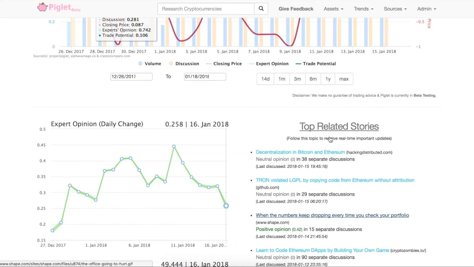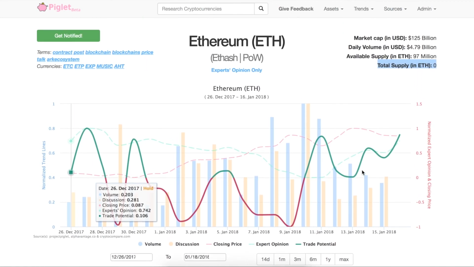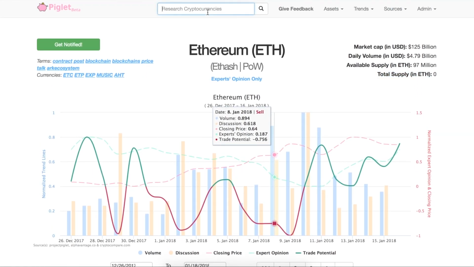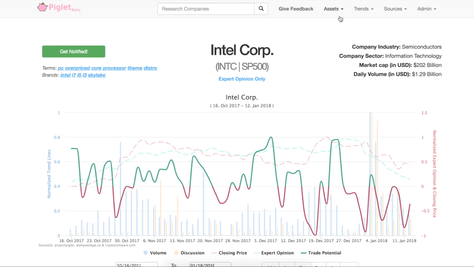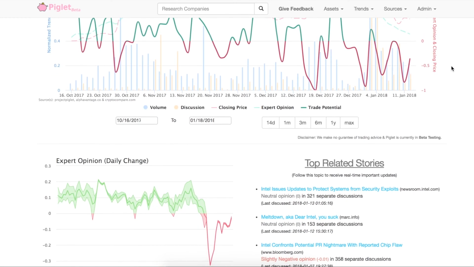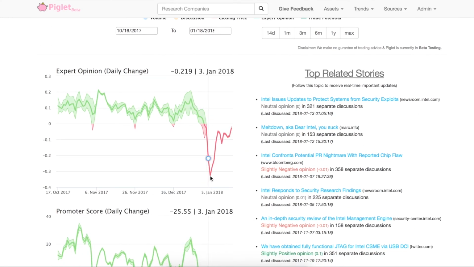Now, let's go over here, and if we just start typing in a company, for example Intel, that'll immediately pop up with companies as well. Intel has several brands, you can see over here, as well as several terms, including overpriced. You can also see the market cap, the company sector, etc. What's interesting about Intel is it recently had some major bugs. So you can see the expert opinion really dropped suddenly. It was pretty positive, and then it just tanked. And the promoter score is even more negative.